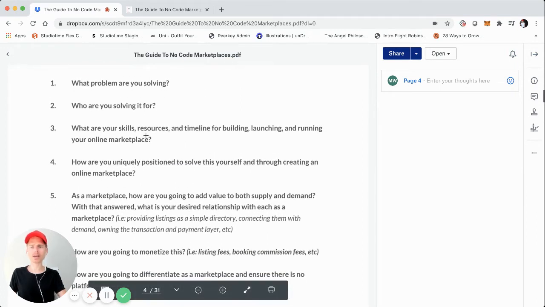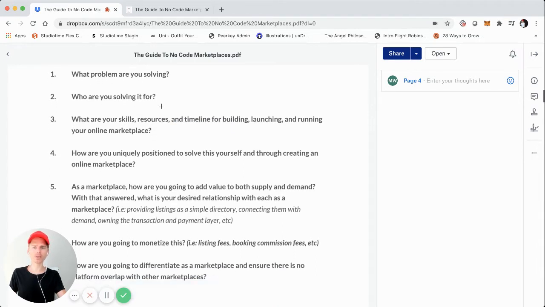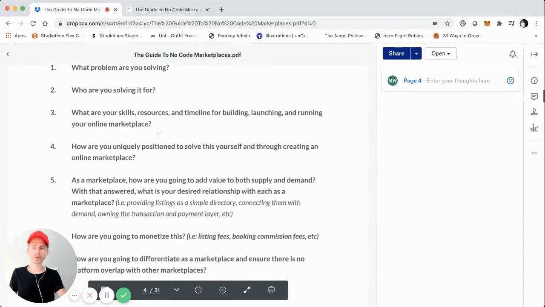The fourth is, how are you uniquely positioned to solve this yourself and through creating an online marketplace? Do you have some kind of unique insight into this problem? That's a great question that I think a lot of founders can ask themselves. For instance, in Studio Time, is this something that I saw firsthand and have industry experience in? That would just be something to ask yourself when you're thinking through this problem, and just think, how are you uniquely positioned to be the right person to solve that problem? Are you a domain expert?